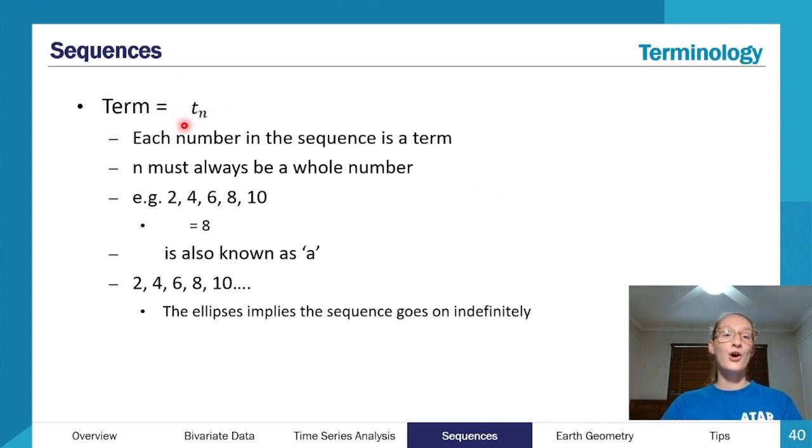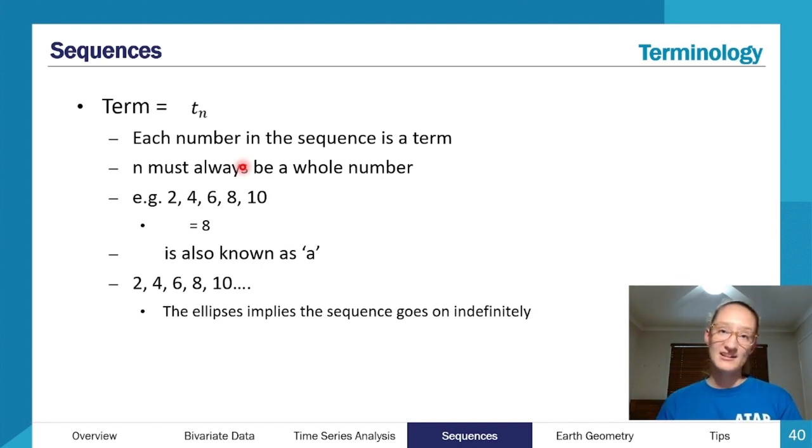A bit of sequence terminology. When we're talking about a term in a sequence, that's denoted Tn. So for example, T1, when n is equal to 1, that's the first term in our sequence. If I was talking about T17, we're talking about the 17th term in the sequence.